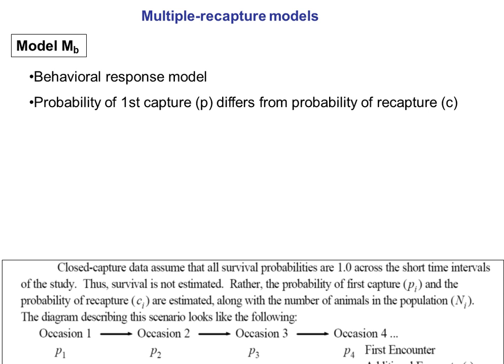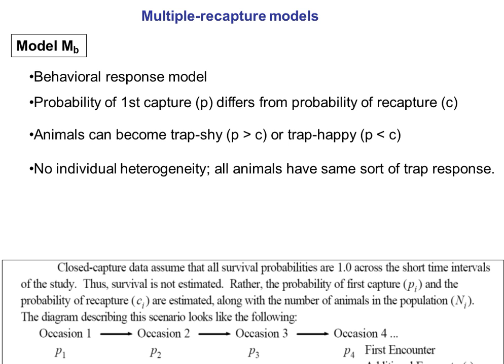The closed capture data assume that all survival probabilities are 1.0 across the short time intervals of the study. So therefore they're not used for survival estimates. The probability of the first capture and the probability of recapture are estimated along with the number of animals in the population. Animals can become trap shy or trap happy, so that's another confounding factor in these models. No individual heterogeneity: all animals having the same sort of trap response is an assumption.